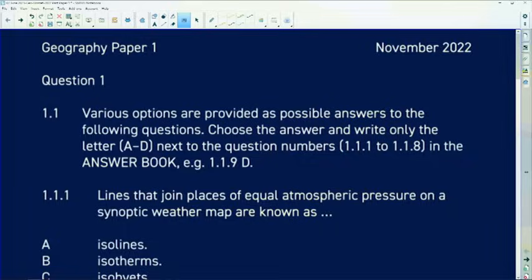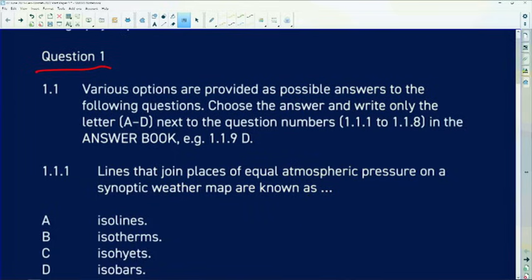Okay, so let's quickly have a look at last year's final paper, November 2022, and we're going to have a look at question 1. It's usually short answer questions. In this case, as you can see, it's multiple choice. Now, if you look at question 1, what they ask from you is to choose the correct answer. Now, let's jump to the first question.